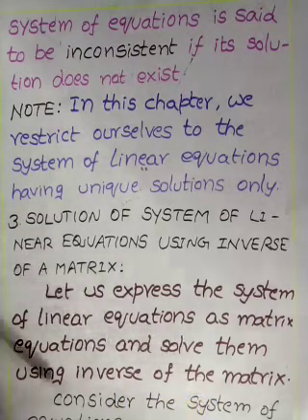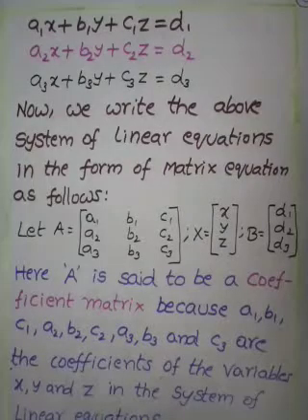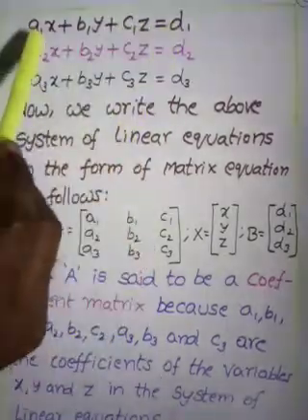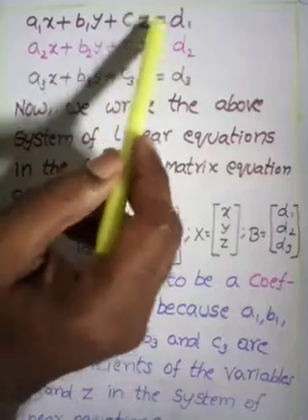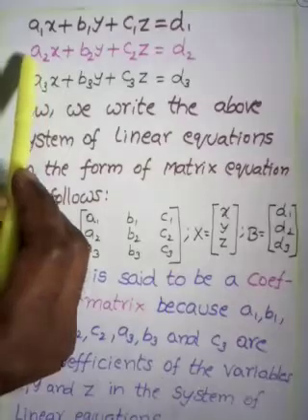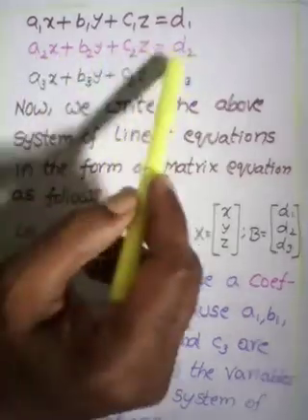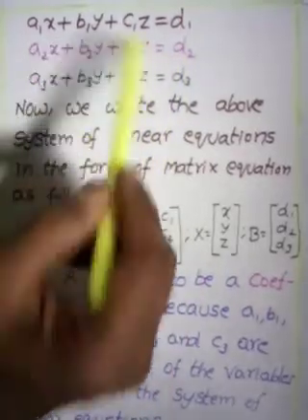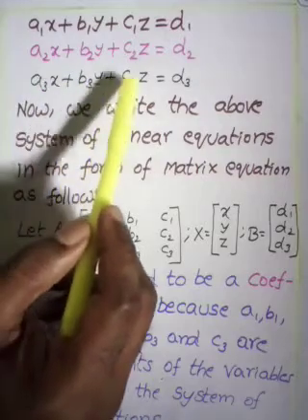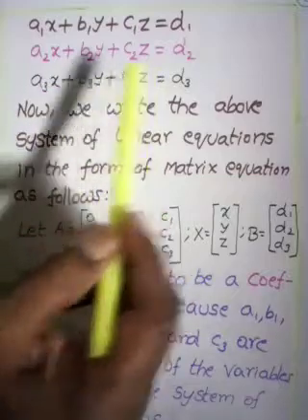Okay, my dear children. Consider the system of equations. Now let us take the system of linear equations in three variables like this. a1x plus b1y plus c1z is equal to d1. This is one equation in the variables x, y and z. Second equation a2x plus b2y plus c2z is equal to d2. This is another equation in the variables x, y and z. Okay, my children. Now a3x plus b3y plus c3z is equal to d3. This is a third equation in the variables x, y and z.